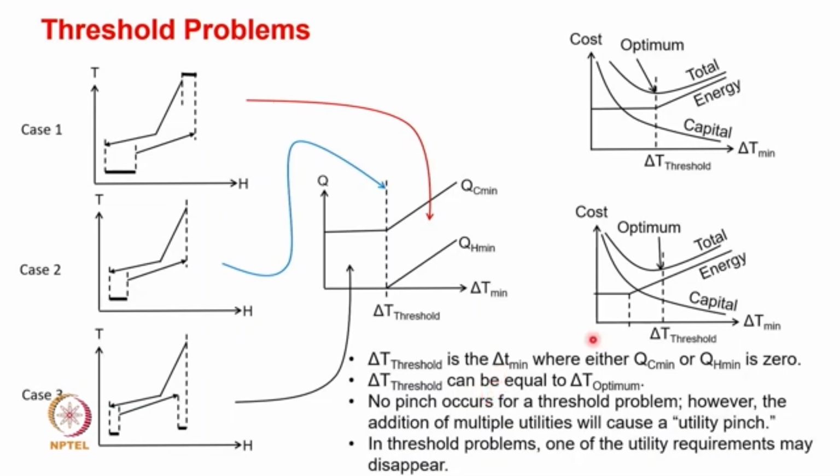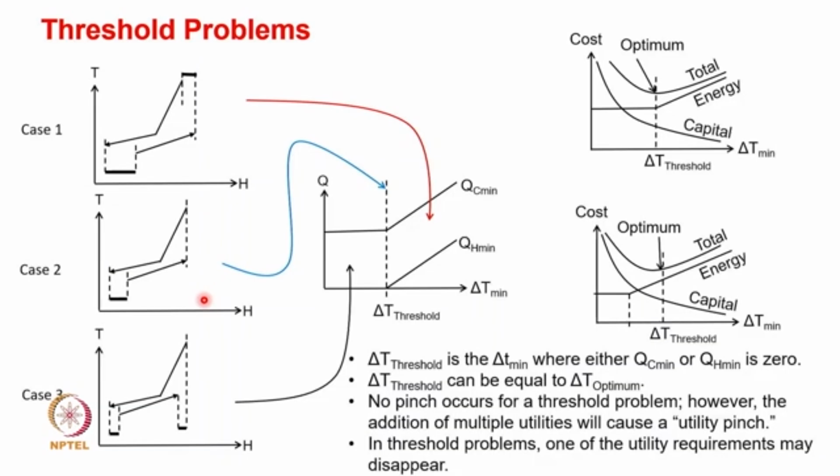So let's see, we will just go there before that. What we can see is that no pinch occurs at the threshold problem. A pinch point requires the transfer of heat from either side, either from cold utility to hot utility or hot utility to cold utility. When you are at the threshold condition, the pinch never exists, but if you add more utilities into the system, you can regain the pinch.